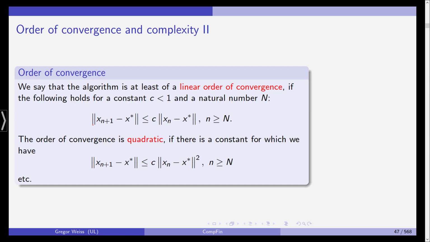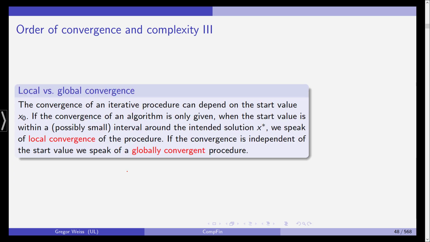Now we say the order of convergence is quadratic if you have a very small difference, xn minus x star, you square it, and then it gets even smaller, and multiply it with this constant c smaller than 1, so it again gets smaller. And if the next difference, xn plus 1 minus x star, is smaller than this on the right hand side, then the speed of convergence is obviously much higher, and we call this order of convergence quadratic, and you can go on from there.